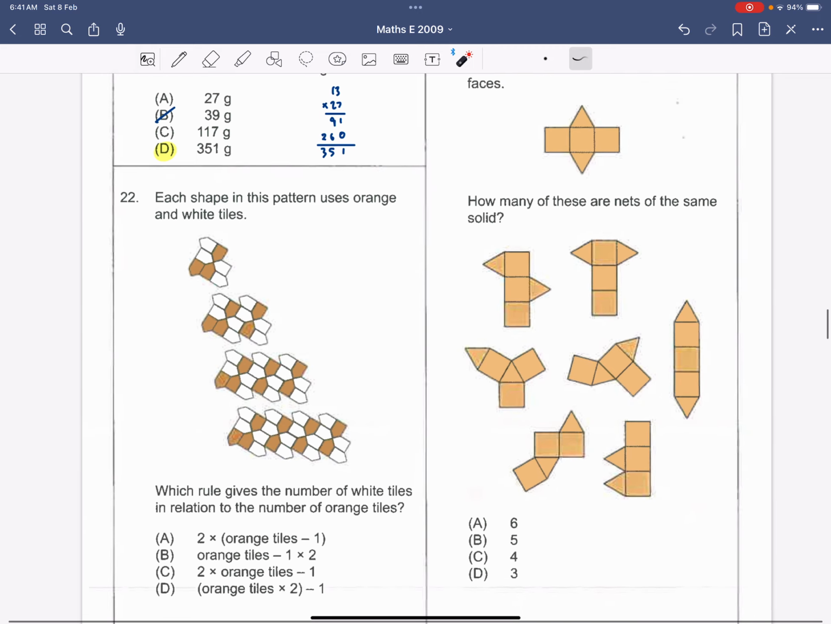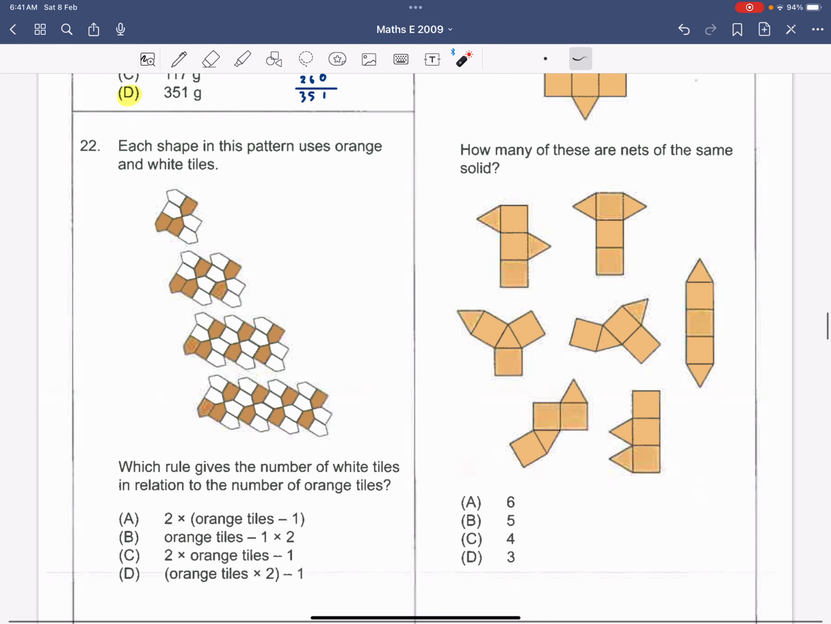All right, question 22. Each shape in this pattern uses orange and white tiles. Which rule gives the number of white tiles in relation to the orange tiles? Okay, we need a rule. We need a rule for the number of white tiles in relation to the number of orange tiles.